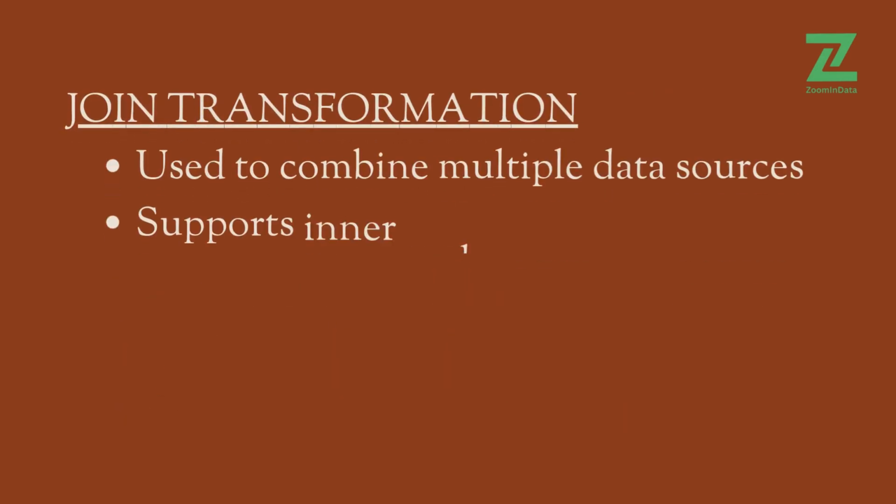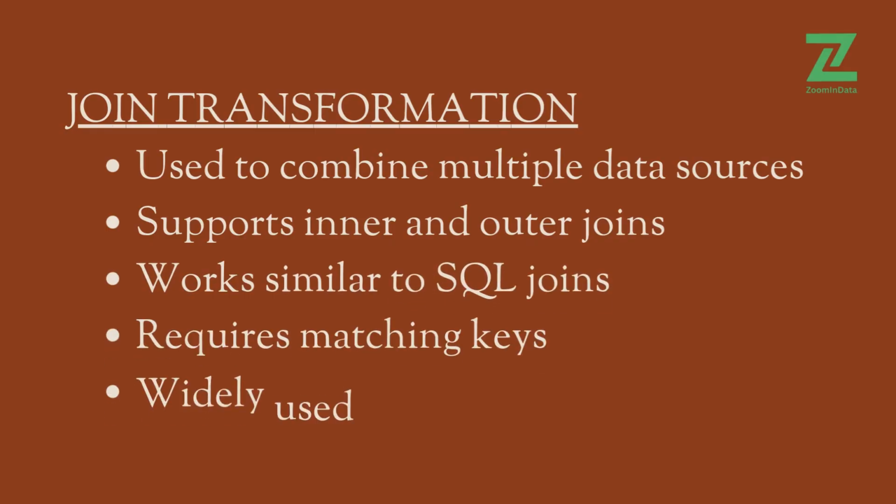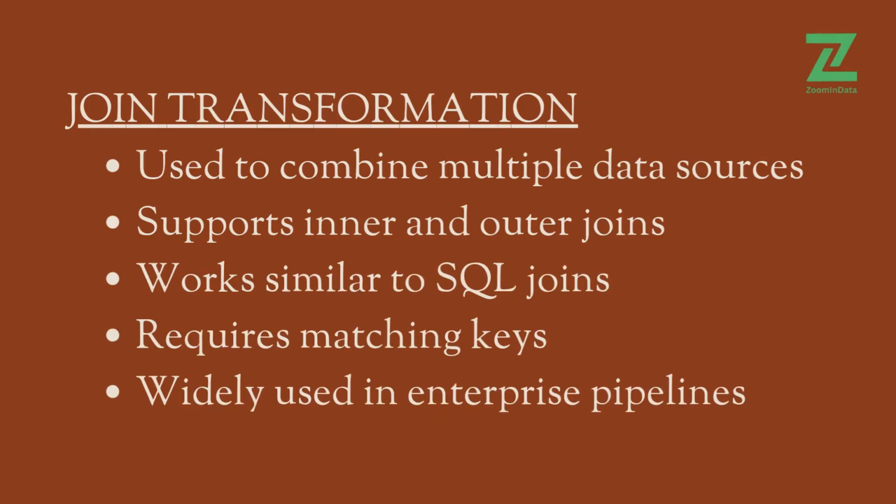Join transformation is used when data from multiple sources needs to be combined. It works similar to joins in SQL and is essential when working with normalized data models.